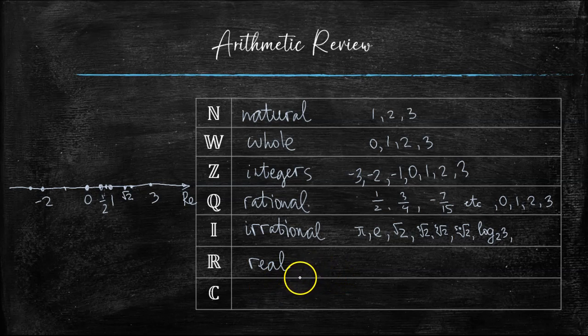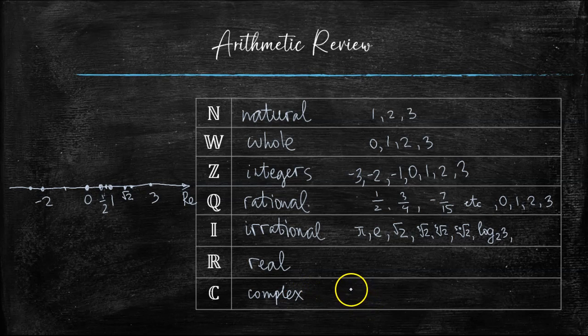So real numbers, again, live on the real number line. However, at some point, we come to the realization that there are other numbers out there, and those numbers are called complex numbers.